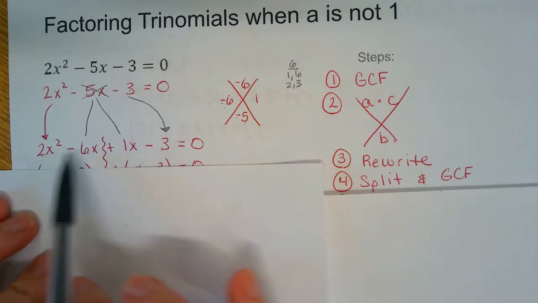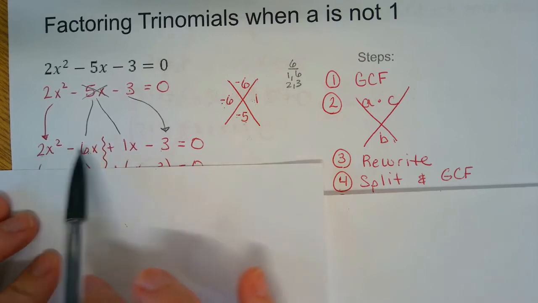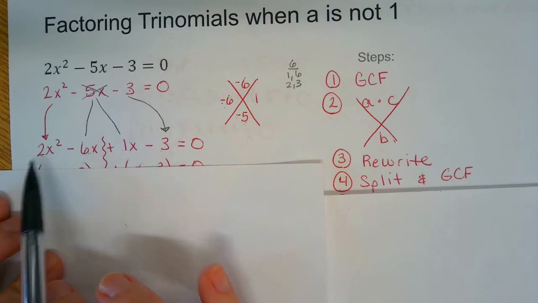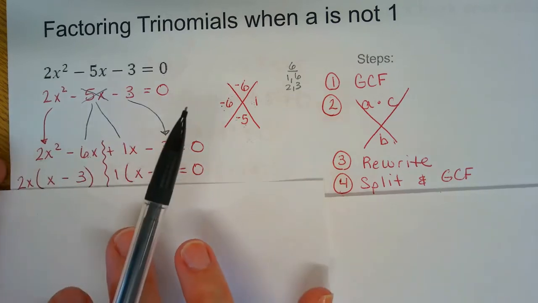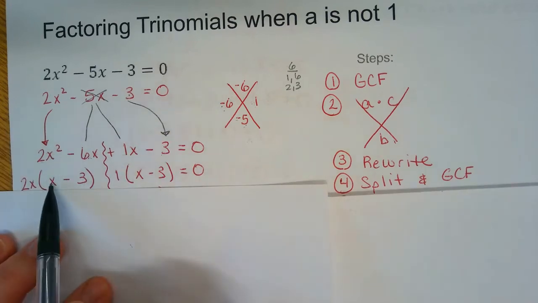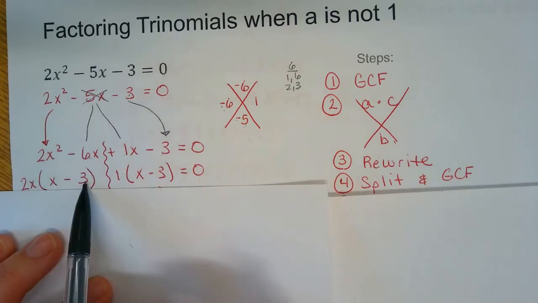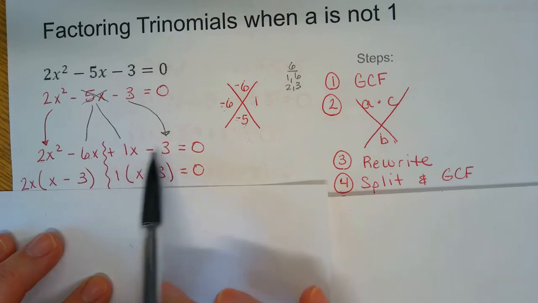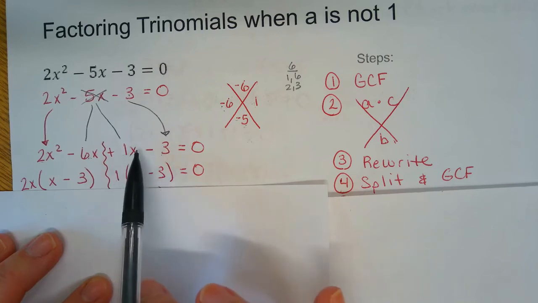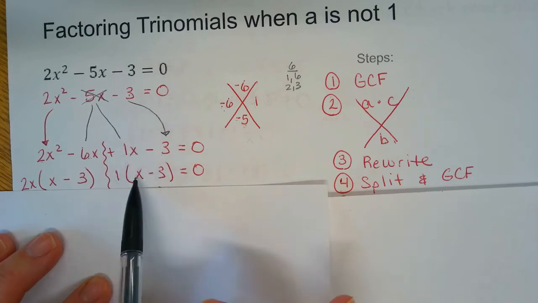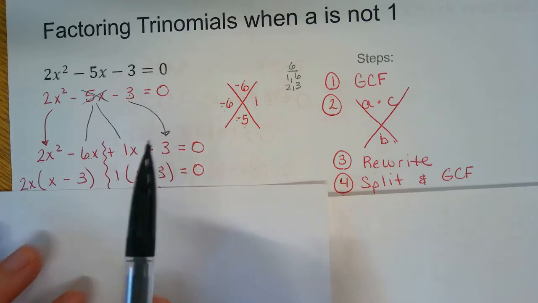So I'm doing a greatest common factor of this set. So greatest common factor for the numbers would be 2. Greatest common factor for the variables would be 1x. So I would take out 2x, and I would be left with 1x minus 3. On the second group, my greatest common factor is a 1. I still have to have a GCF here, even though it doesn't change anything. So I have a 1, and then I still have x minus 3.